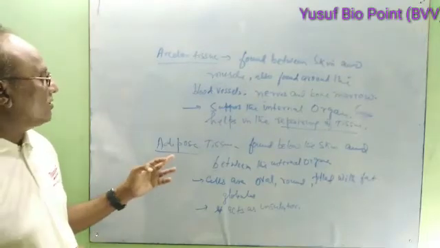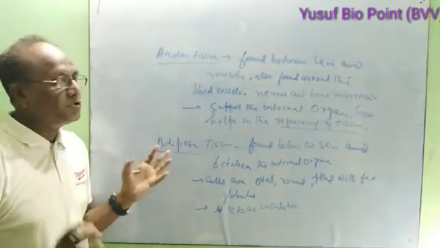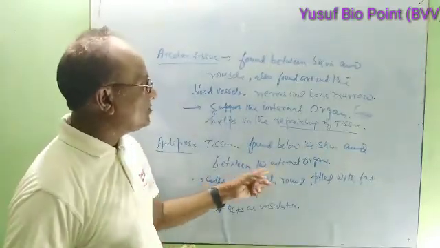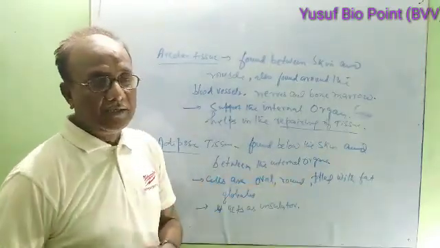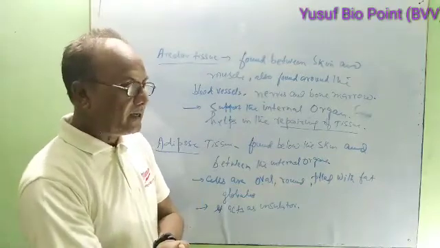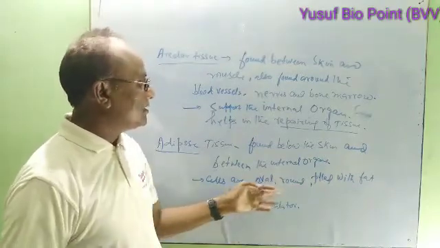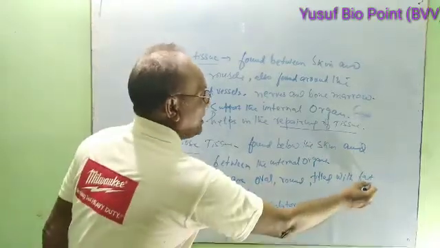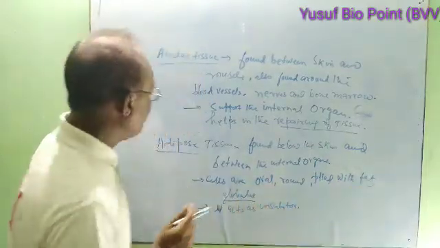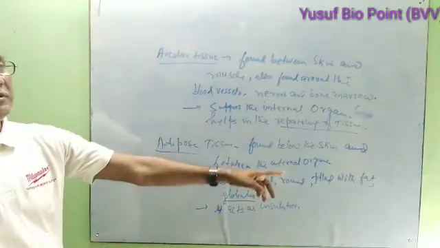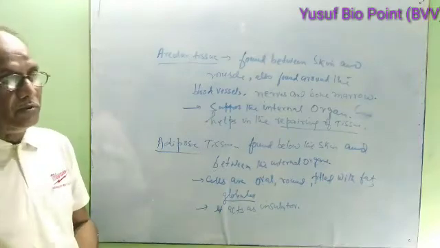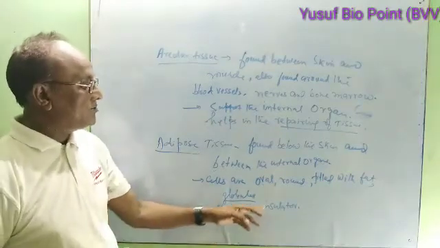Next, finally, adipose tissue. Adipose means fat, found below the skin and between the internal organs. ये below the skin पाया जाता है. Cells are oval, round, and filled with fat globules. It is the main identification of the adipose tissue. Means cells are filled with fat globules, and it acts as an insulator.